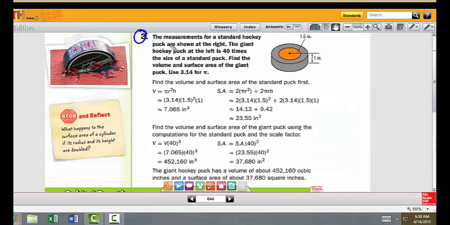Problem number 3. The measurements for a standard hockey puck are shown at the right here. The giant hockey puck at the left, so this is obviously the outside of a building, and this is the advertisement of the ice house. It is 40 times the size of the standard puck. Find the volume and the surface area of the giant puck. In this case, they want you to use 3.14 for pi. We are not going to do that, but in this case, that's what they did, so we'll just go with the numbers that they have here.